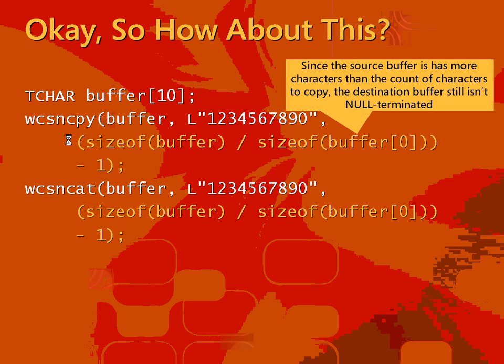But we're still not out of the woods yet, because since the source buffer still has more characters to copy, the destination buffer still won't be null terminated. We don't know what kind of data was in buffer to begin with, since it's not initialized. It could be initialized with all null values, or it could have other values, and perhaps the 10th character in buffer is not null, in which case we're going to copy over 9 characters in our wcsncpy, and then that 10th character is going to be whatever garbage character might have been in there to begin with, and we're not guaranteed a null terminator.